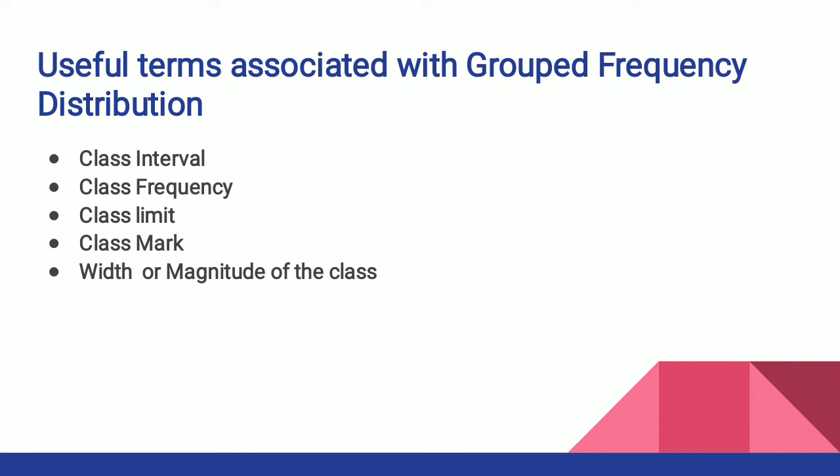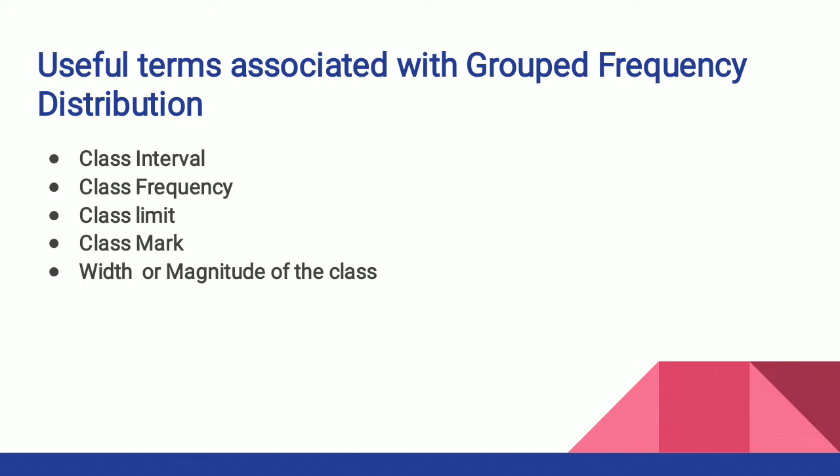Then the second term that is used is class frequency. What is class frequency? The number of observations falling within a class is called class frequency. Now, what are the number of observations? I have just told you. As we make classes 10 to 20.